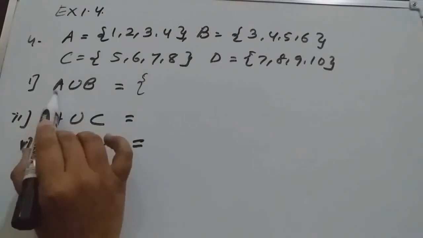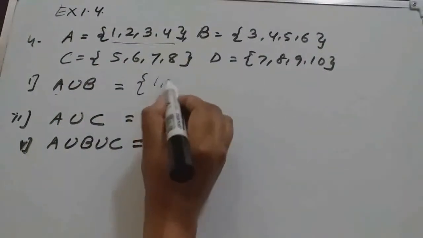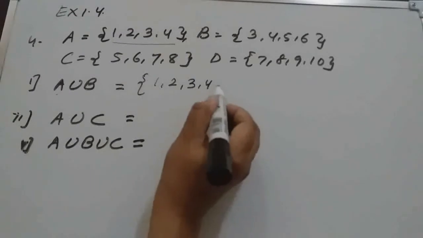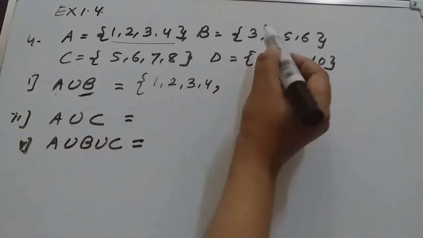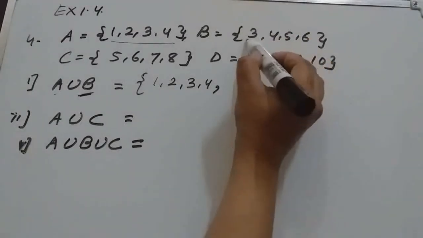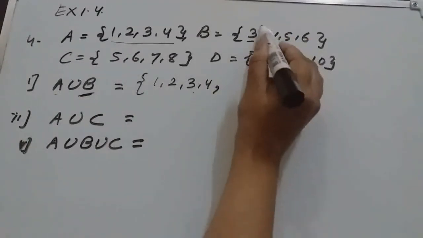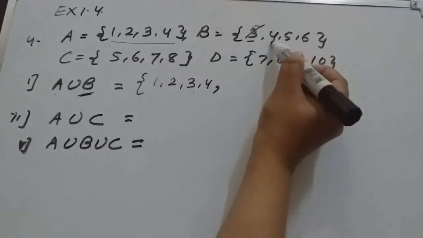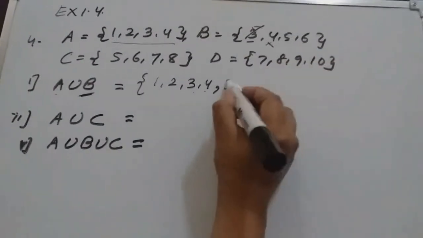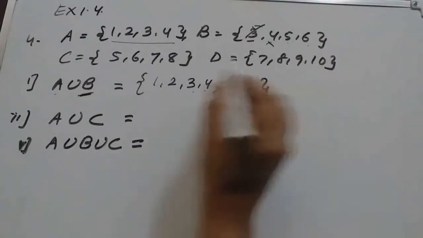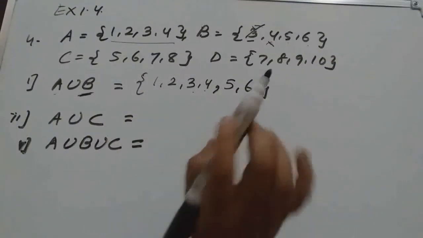First we will write all elements of A: 1, 2, 3 and 4. Then we'll write all the elements of B except those elements which are repeating. So 3 is already there, so we won't write 3, cancel. Then 4 is already there, we won't write it. 5, yes, and then 6. So A union B will be 1, 2, 3, 4, 5, 6.